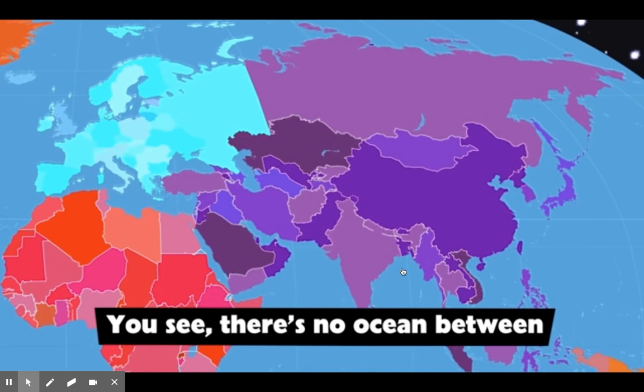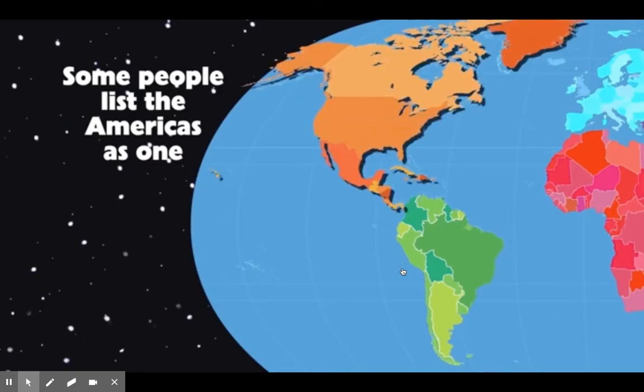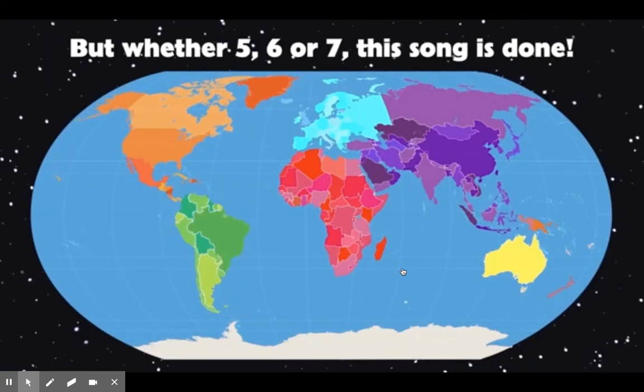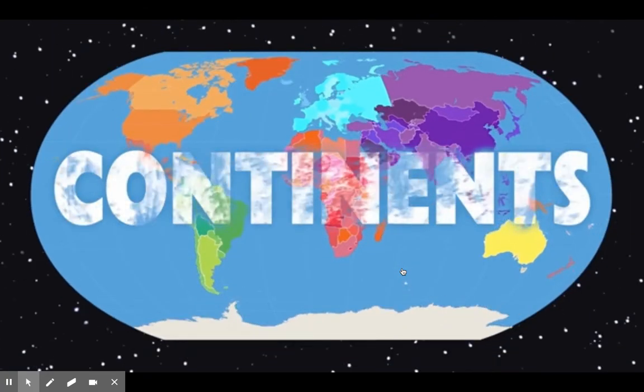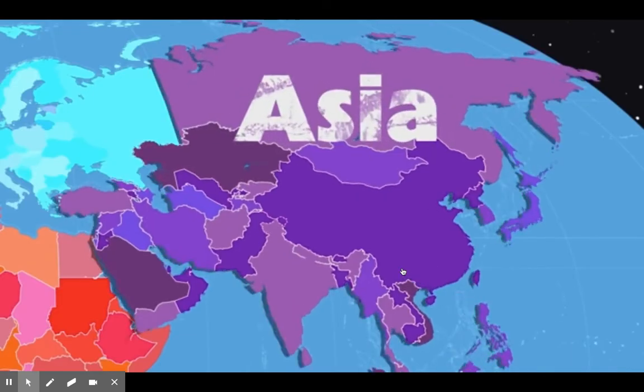There's no ocean between Europe and Asia. Some call it Eurasia. Some people list the Americas as one, but whether 5, 6, or 7, this song is done. Continents, Africa and Europe with Asia, chilling in Australia and Asia.